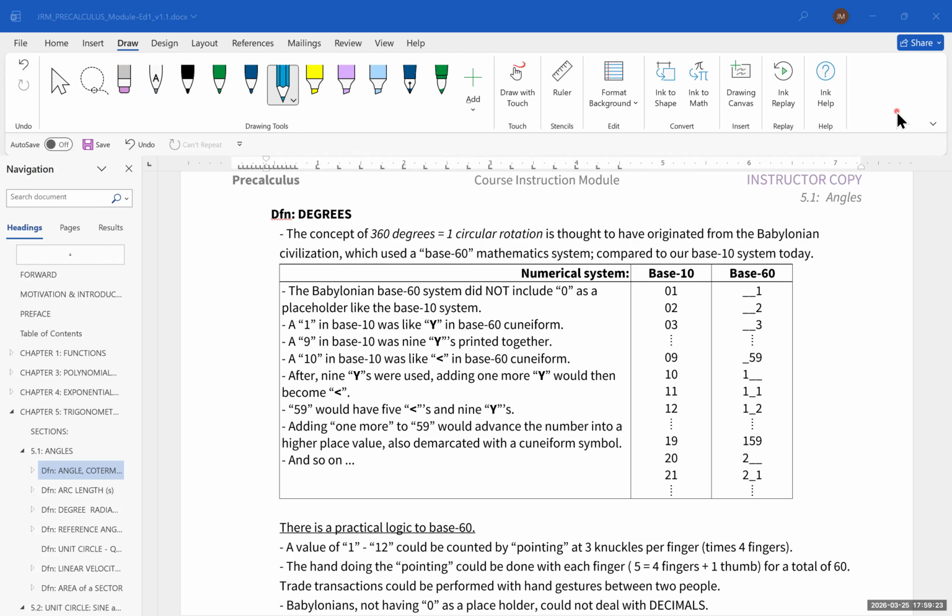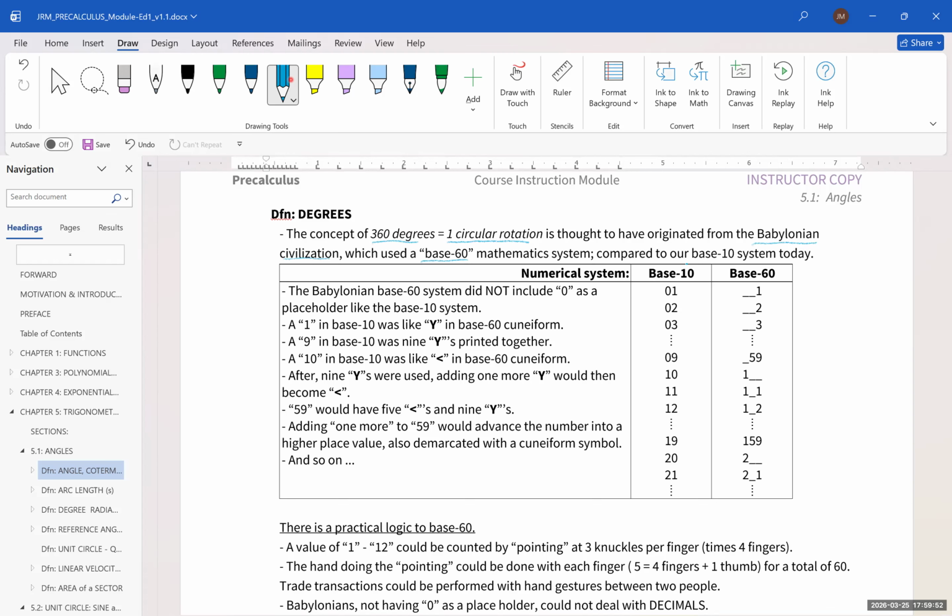Okay, so where do degrees come from? The concept of 360 degrees being equal to one circular rotation is thought to have originated from the Babylonian civilization, which used a base 60 mathematics system, compared to our base 10 system today. So what do we mean by base 10 versus base 60?